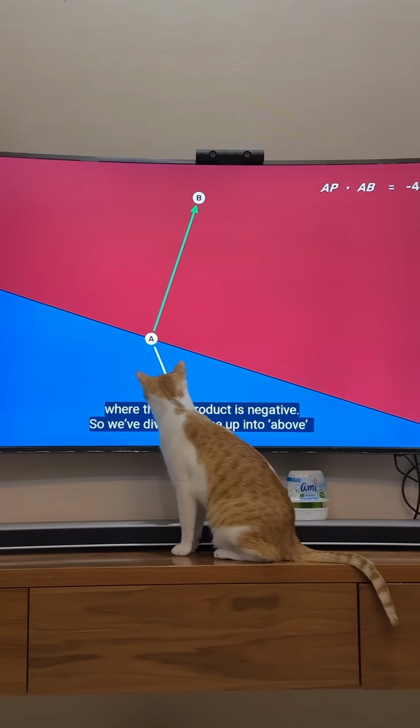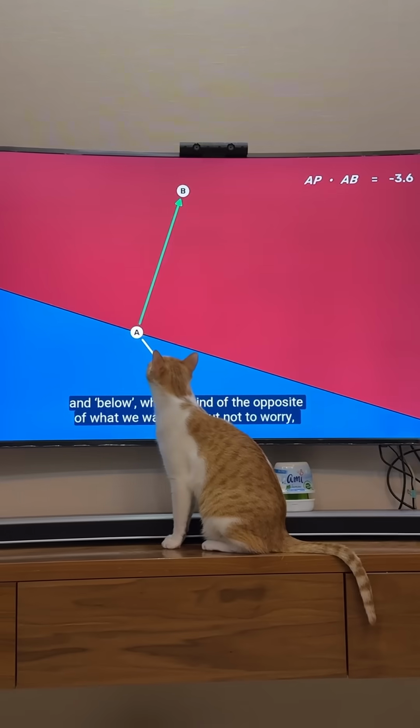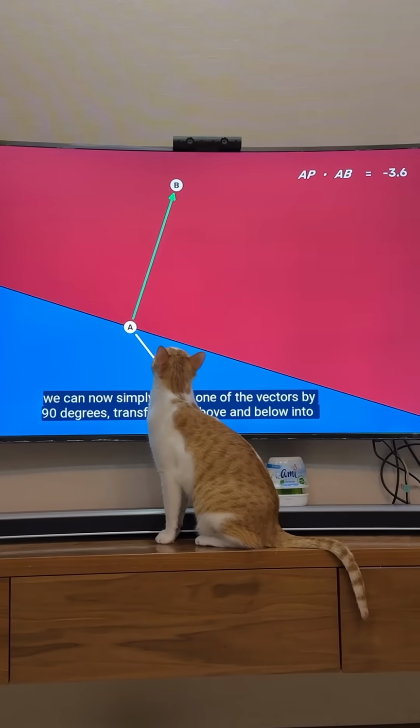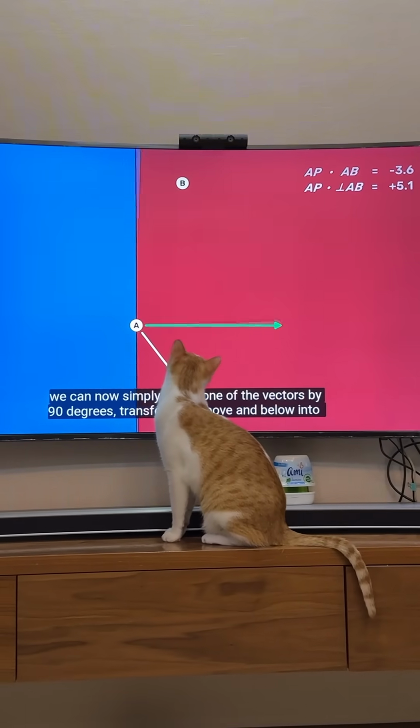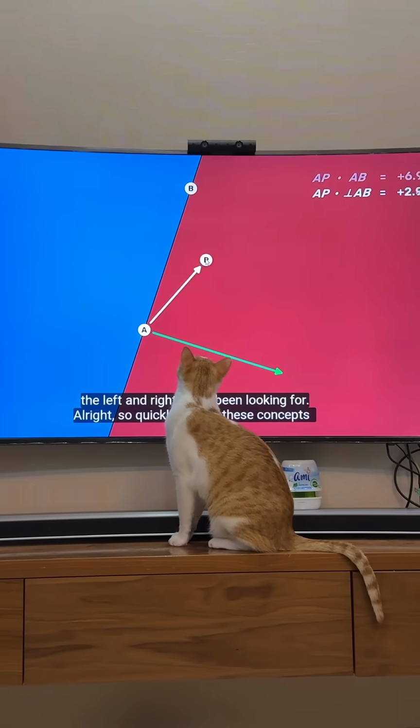So we've divided space up into above and below, which is kind of the opposite of what we wanted. But to fix that, we can simply rotate one of the vectors by 90 degrees, transforming above and below into the left and right we were looking for.